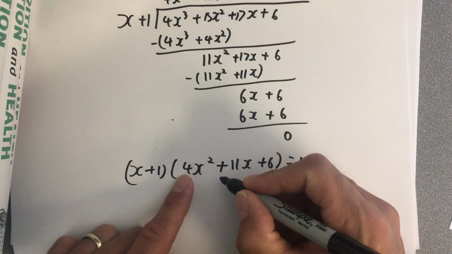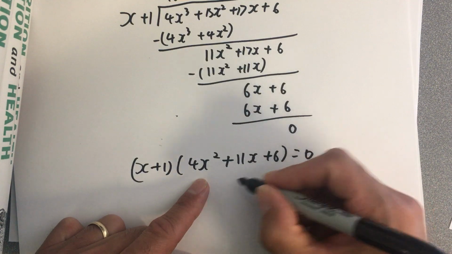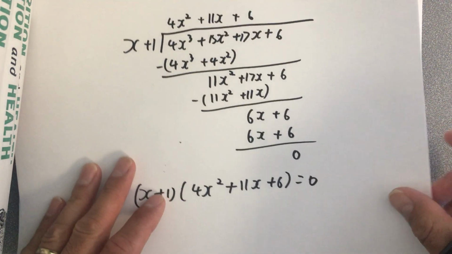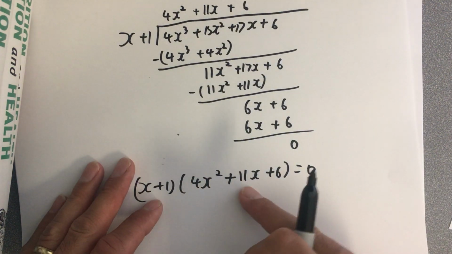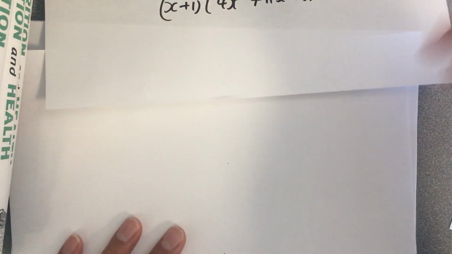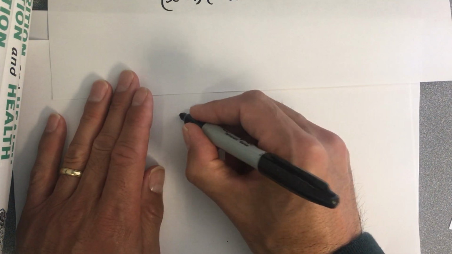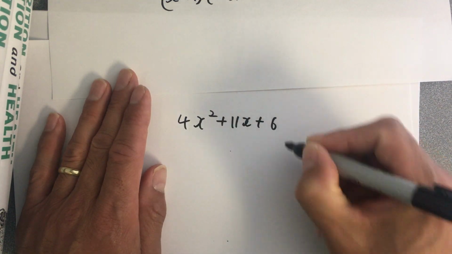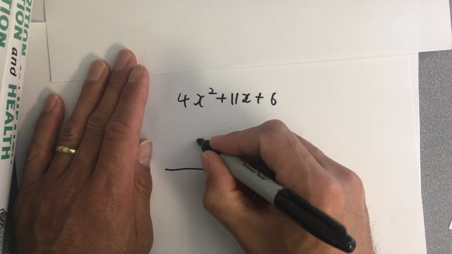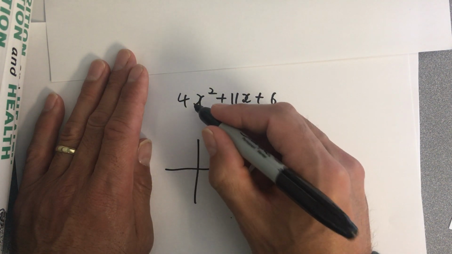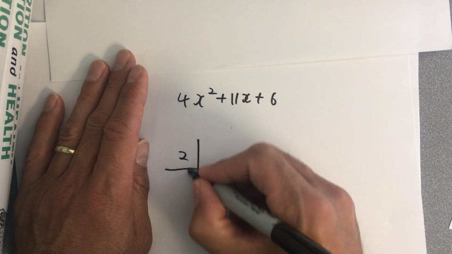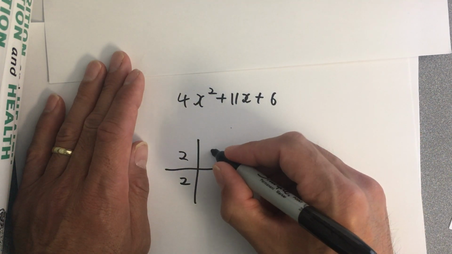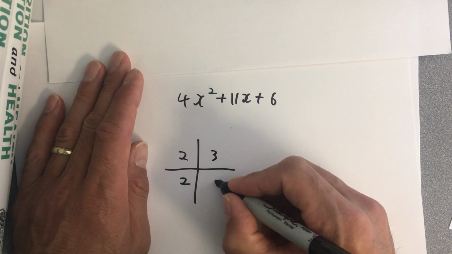We can repeat the process of guessing another root and then dividing out the factor, but you've learned other ways of dealing with quadratics that are a little bit quicker. So let's just factor this quadratic. So we've got 4x squared plus 11x plus 6. And I need a couple of numbers that multiply to give me 4. I'll try 2 and 2. I need a couple of numbers that multiply to give me 6. I'm going to try 3 and 2.